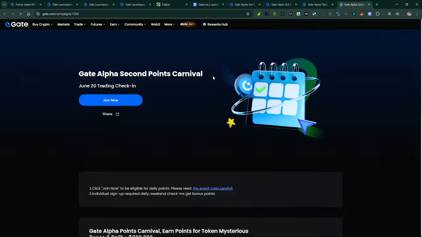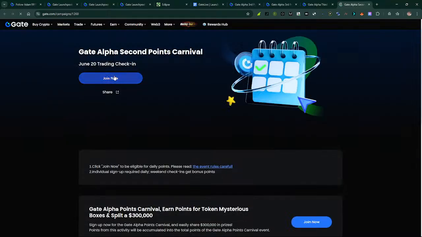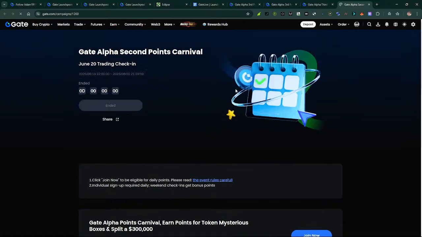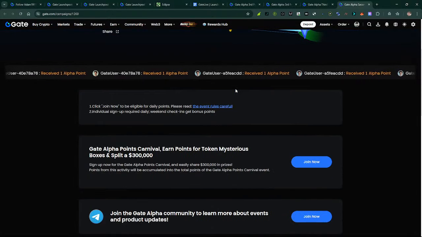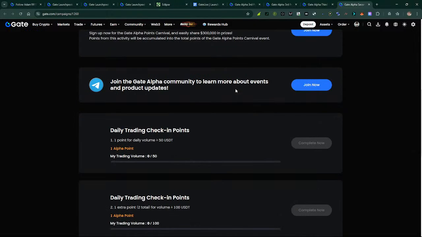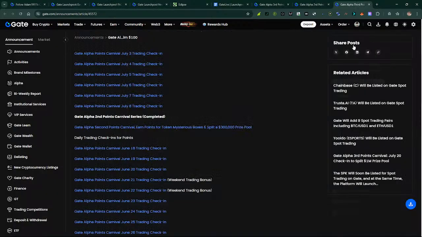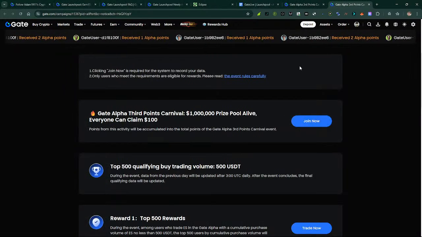After you click the relevant check-in, it will take you to this place and it will say ended. There will be some tasks, you just have to complete those tasks. That's it. This is super easy. You have to buy $200 or $300 based on the requirements, and you can get either 1 point or 2 points. Then you have the top 500 qualifying buy trading volume, around 500 USDT.